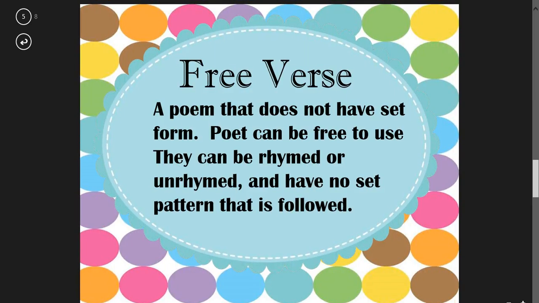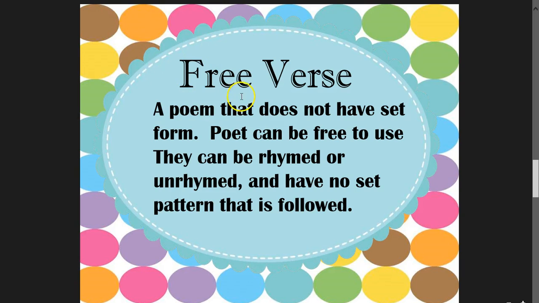Okay, we've also talked about free verse as well. Free verse is a poem that does not have set form. Poets can be free to use. They can be rhymed or unrhymed and have no set pattern that is followed. So we've talked about how free verse is free.